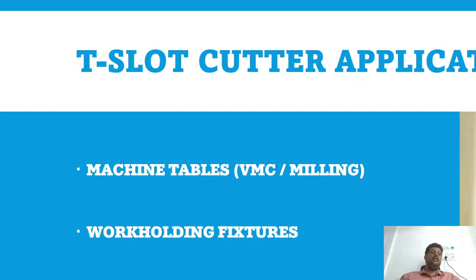Apart from the machine tables, T-slots are also used in fixture plates, custom work holding setups, and sometimes in sliding mechanisms. So this is not just a machining feature, it is directly connected to how we hold the job. This is why this tool is very important in practical machining. Whenever you see a requirement for clamping or adjustable positioning, you should immediately think of T-slots.